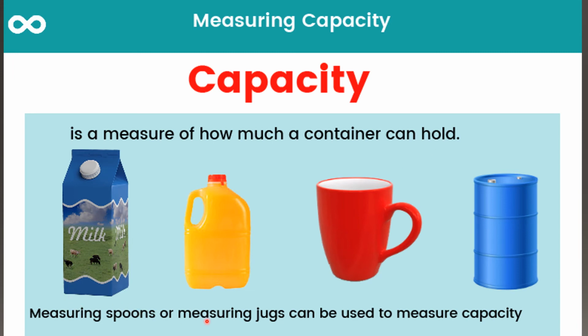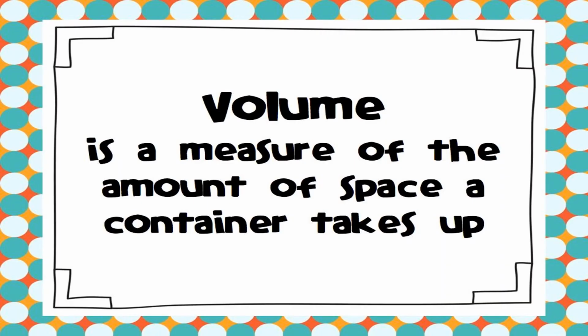Measuring spoons or measuring jugs can be used to measure capacity. So how much can this container hold? Okay, what is the capacity? How much can this hold, or this drum here? That is understood as capacity. So now that you have understood the concept of capacity, what is volume? Volume is a measure of the amount of space a container takes up. So how much liquid is there in a particular container will be called its volume.